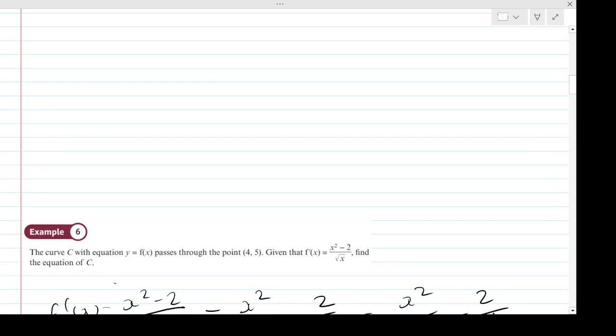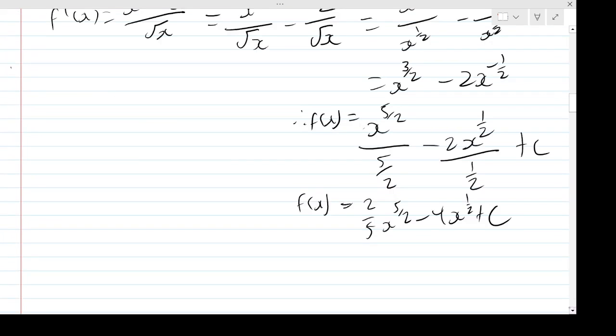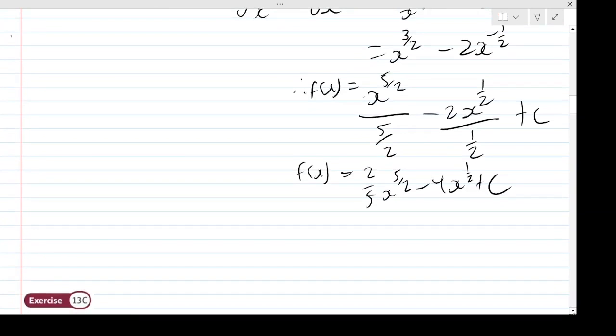What we're given here is that it passes through the point (4, 5). We have a point on this function. So what I can do is substitute that in. So I'm going to sub in (4, 5) into f(x).